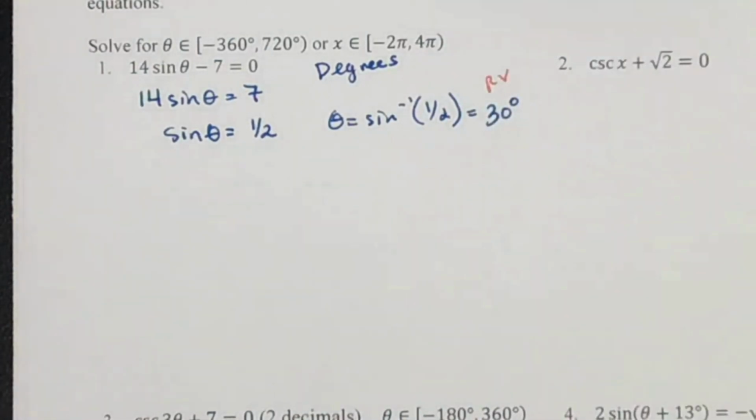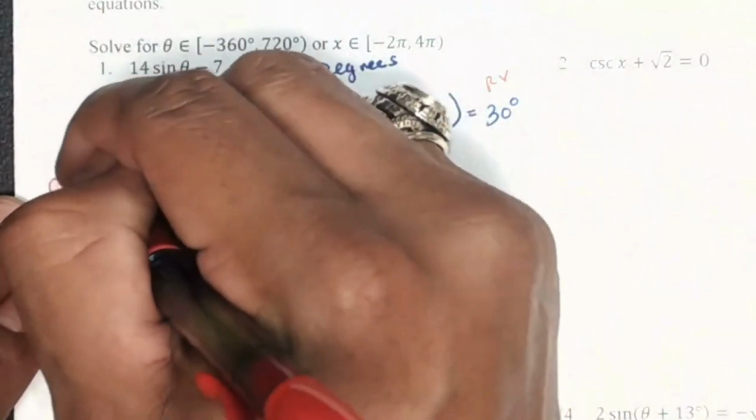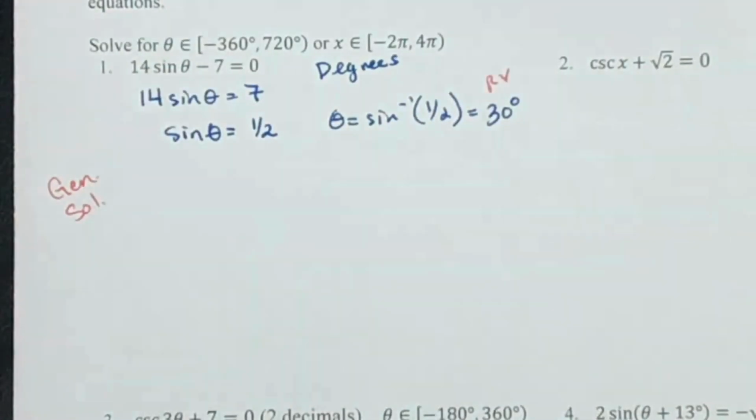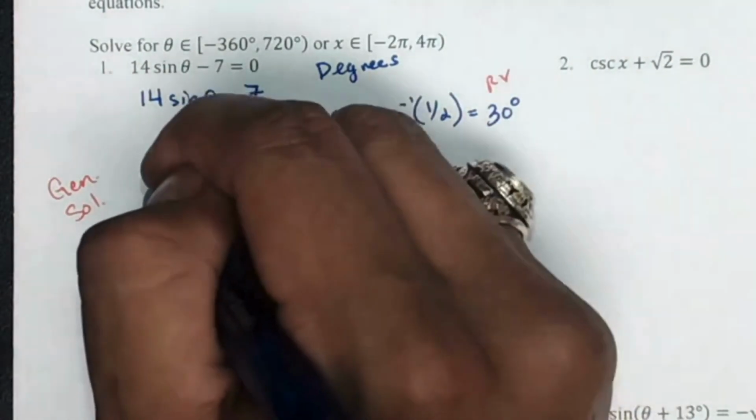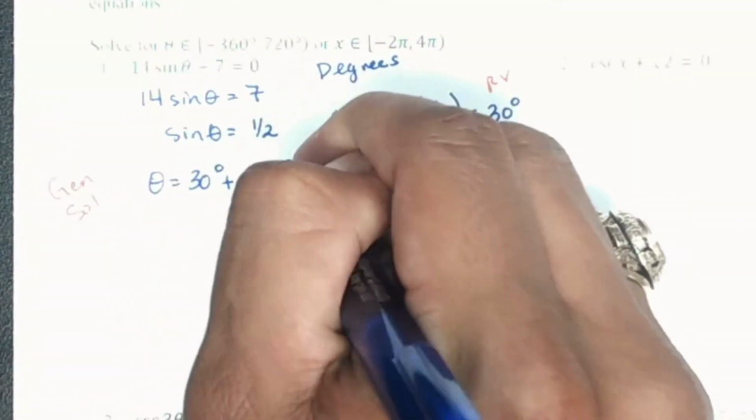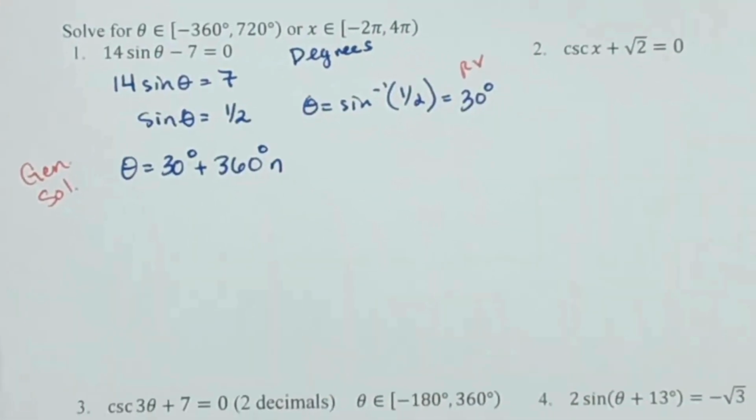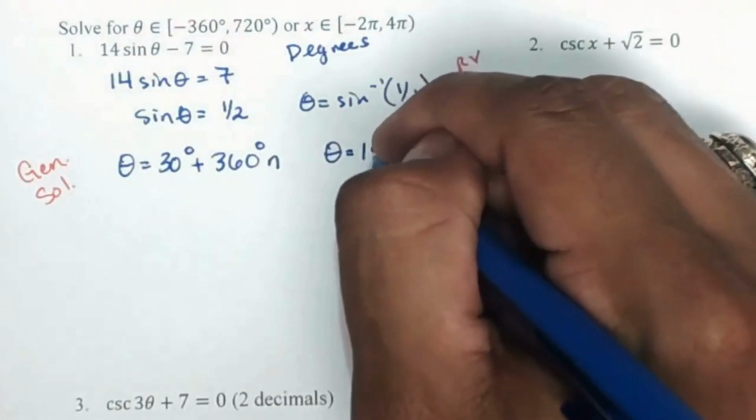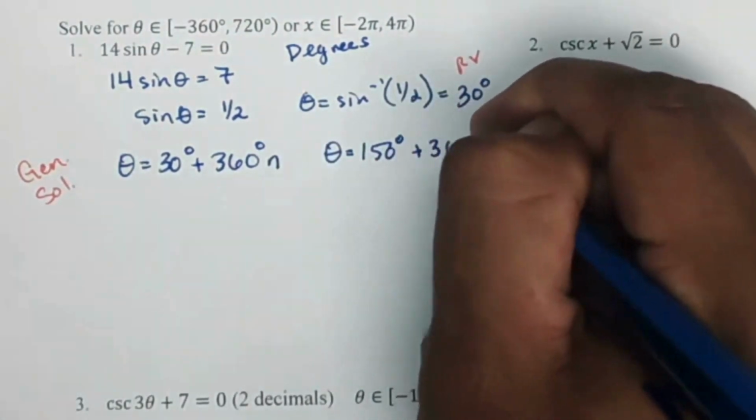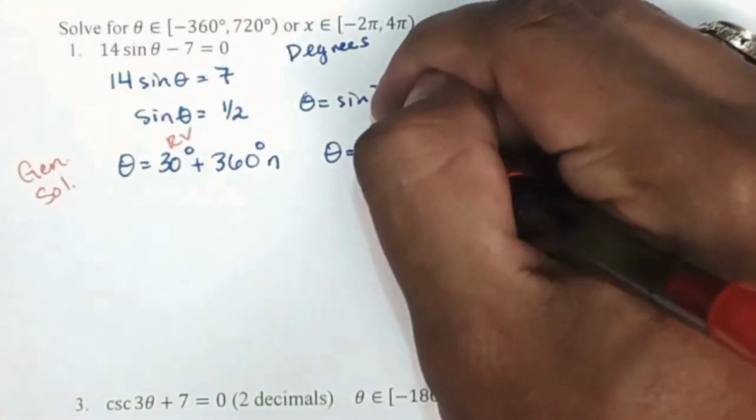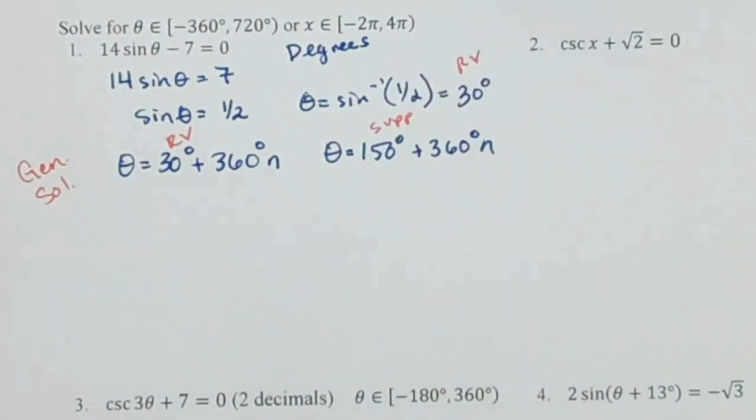So we're going to have some general solutions. Our general solutions, and this is something that you need to make sure that you have in every single one of your problems, is that theta equals that rainbow value plus some period length times n. And in this case, we're just talking about sine, so 360n. And its supplement. So 180 minus 30 is 150, and we still add that 360n. So our two general solutions have to deal with the rainbow value and its supplement plus the period length n.